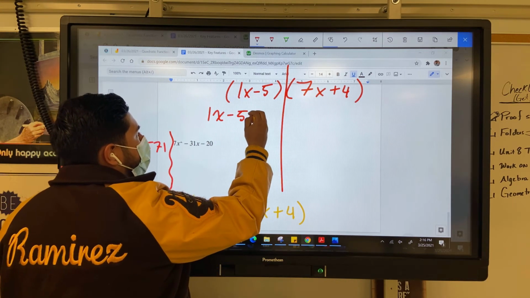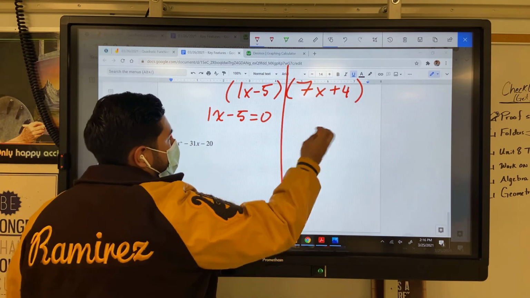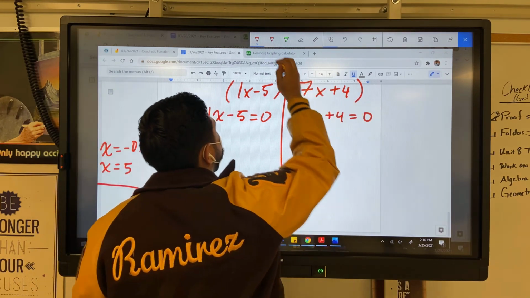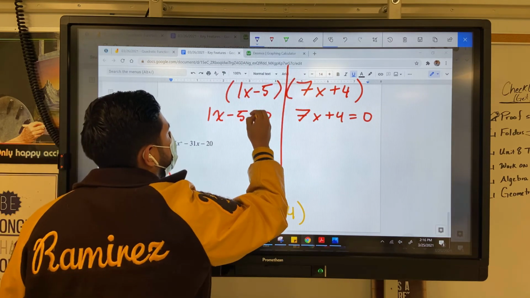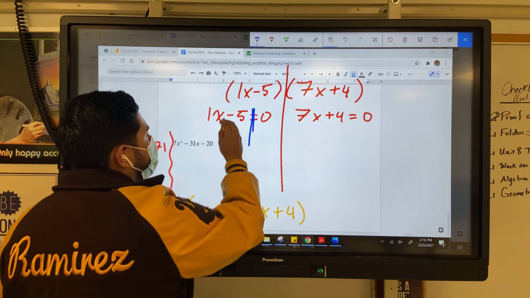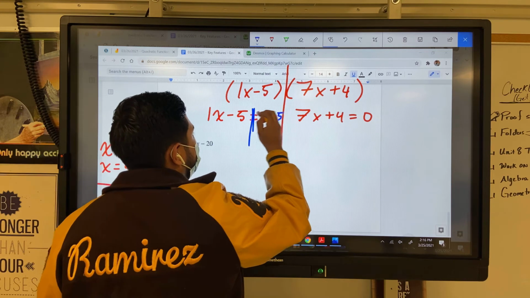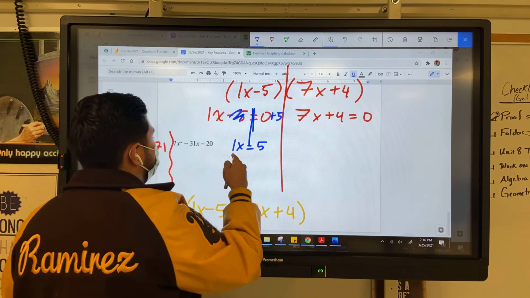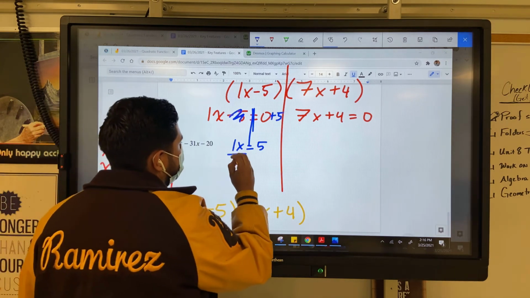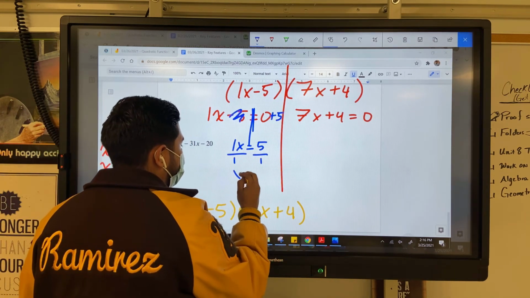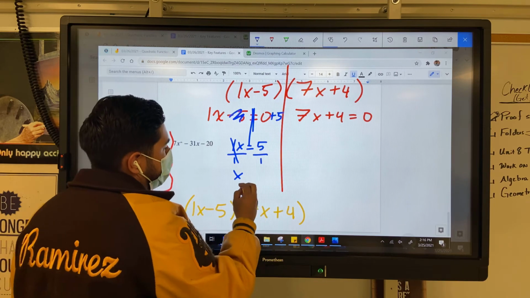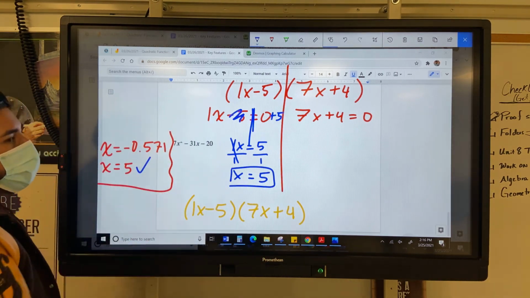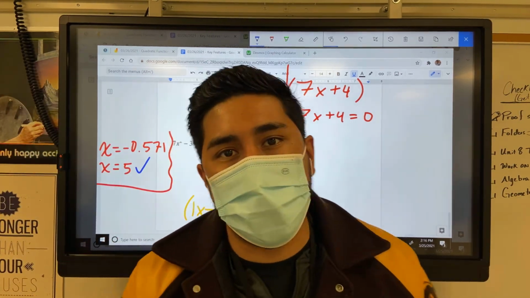1x minus 5 equals 0. 7x plus 4 equals 0. And we solve. Border. Throw over the 5. Turns into a plus 5. Cancels. 1x equals 5. Can I get rid of that 1? Of course. Divide by 1. x equals 5 divided by 1 equals 5. Is that what we have? Check mark. We did a great job.